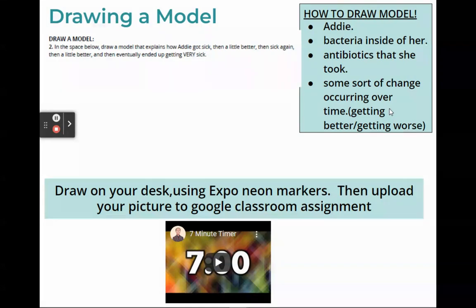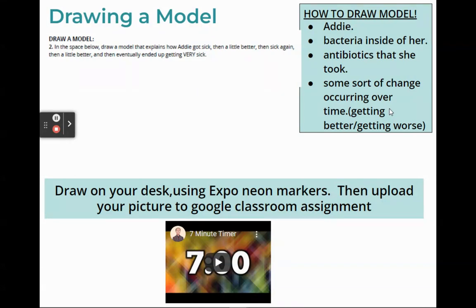And it's going to help you understand events, processes, things that occur by putting it into a picture. Putting something into a picture is going to help better explain something to you. So in the space, basically on your table, you're going to draw a model that explains how Addie got sick, better, then sick again, then a little bit better, and then eventually ended up getting very sick.